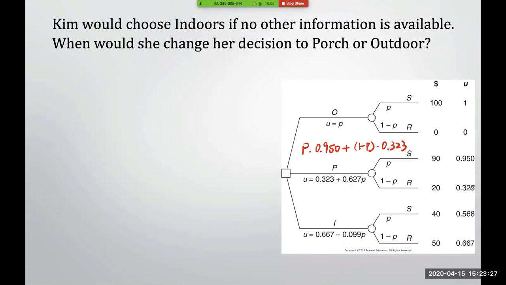0.323 is the U value of a porch party in the rain, which is worth $20. And when you simplify this one, you will get an expression like this. I'm omitting the middle process. If you're interested, you can do that yourself.